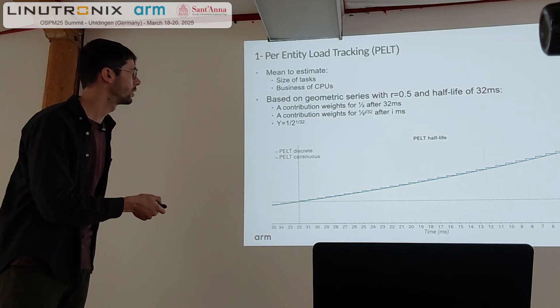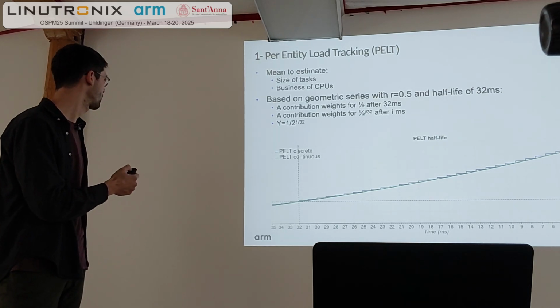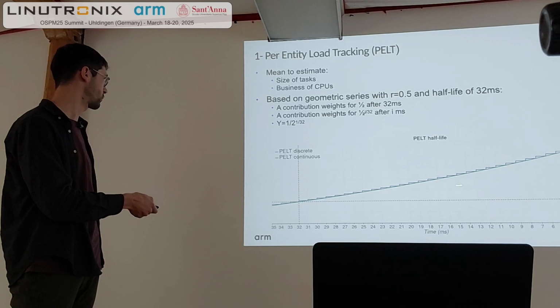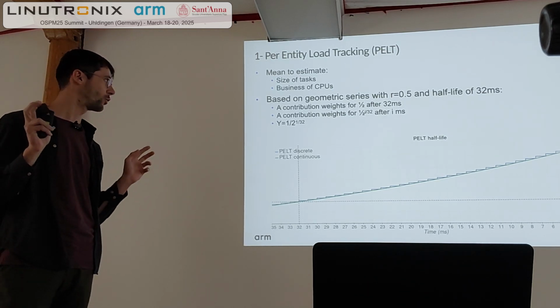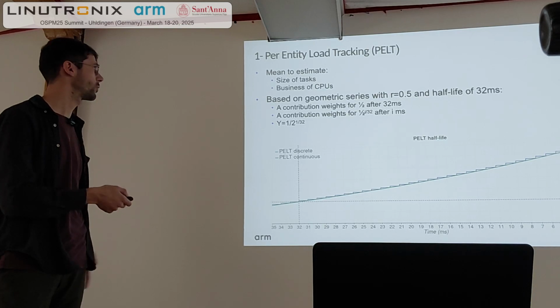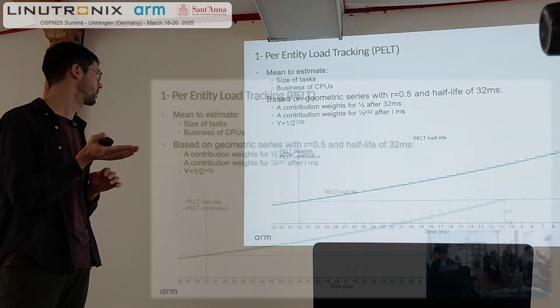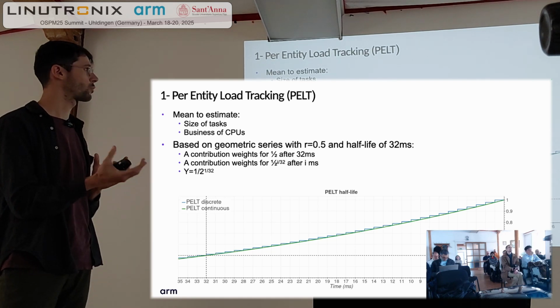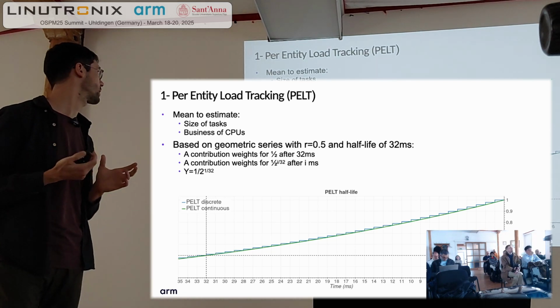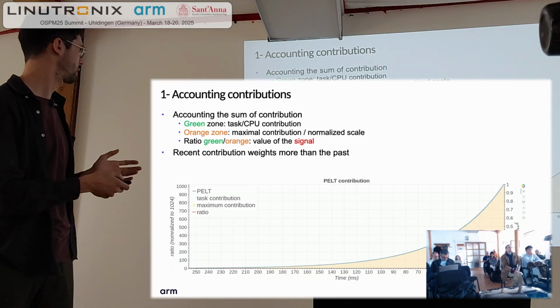So this is that function. In green, it's the continuous function, the real function, let's say, and in blue, this is what is used currently in the kernel. So it's an approximation of the function, a staircase approximation, and we get one approximation for every 1 millisecond.